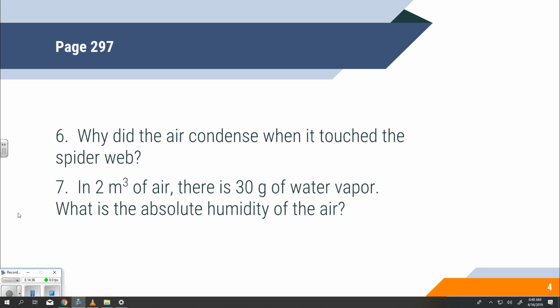Question 7. In 2 cubic meters of air, there is 15 grams of water vapor. What is the absolute humidity of the air? Divide 15 by 30. 15 divided by 30.